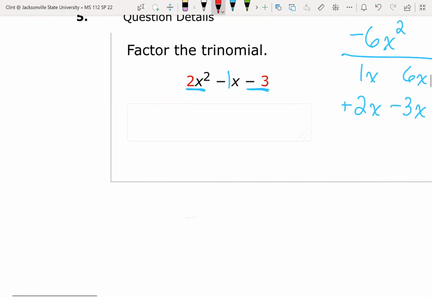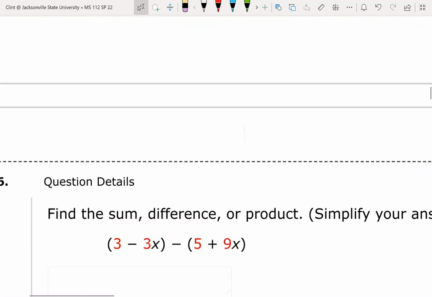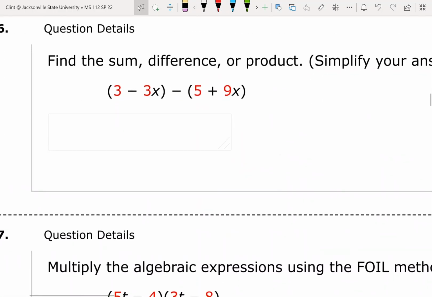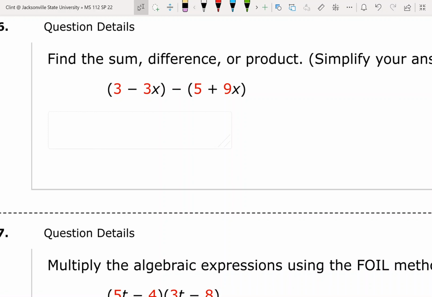All right, number 6. It says find the sum, difference, or product. So here we've got a minus sign, so we're subtracting. So remember, when we subtract, we've got to subtract everything that comes after that minus sign. So really, another way of thinking about this is we're going to distribute the minus sign. So if we rewrite this thing, we'll have 3 minus 3x minus 5 minus 9x.